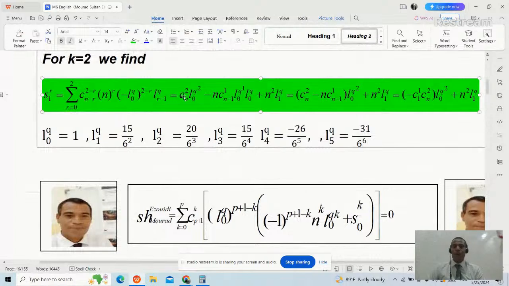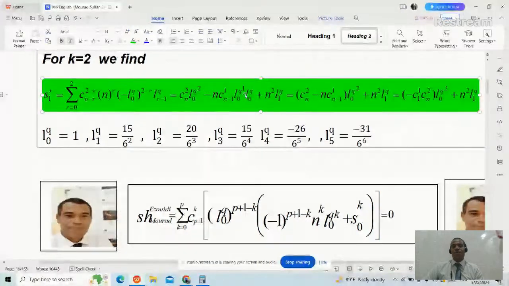So S1 is the sum from 0 to 2 of combination n minus r choose 2 minus r, n raised to the power r times negative L0 of the q raised to the power 2 minus r, L r minus 1 of the q. After calculation and simplifying, it will be equal to combination n choose 2, L0 of the q squared, minus n, combination n minus 1 choose 1, L0 of the q raised to the power 1 times L0 of the q, plus n squared L1 of the q.